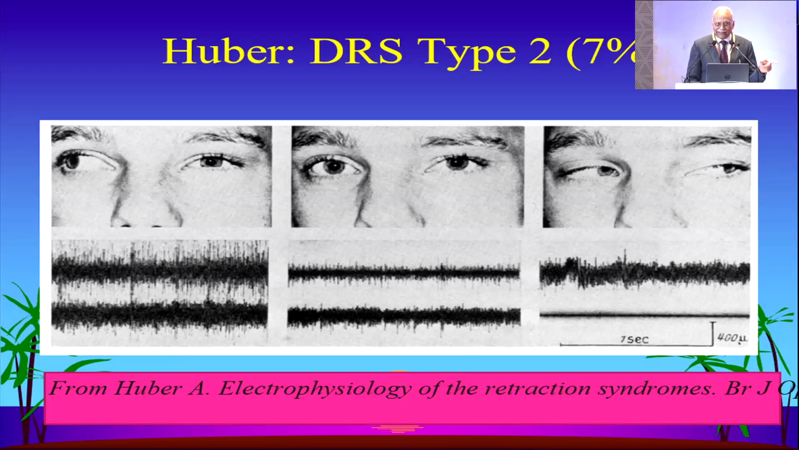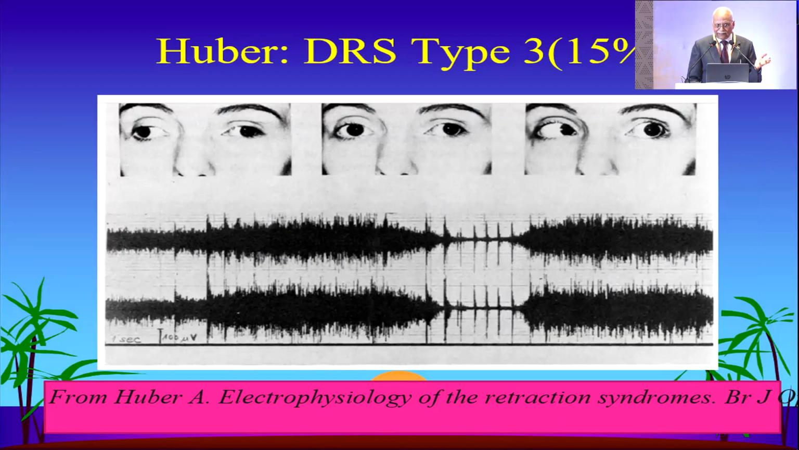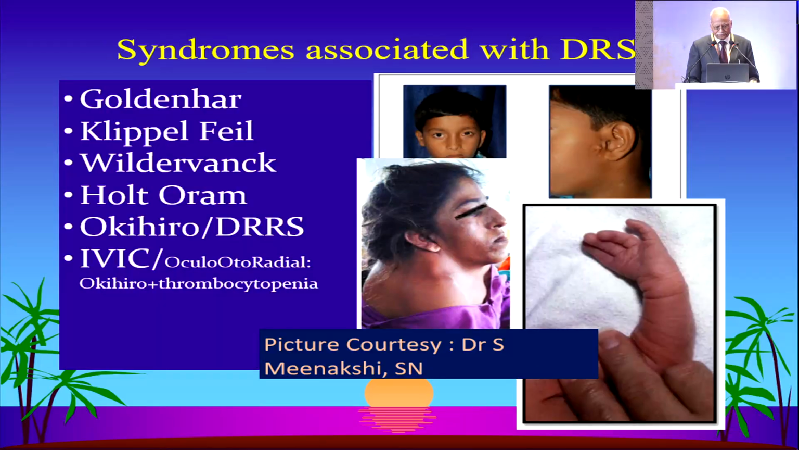So this is another kind of problem. And there is a third kind in which it's always interfering, type 3, in which both innervation, abduction, and adduction are affected. There are some associated syndromes which you should be aware of, like Goldenhar syndrome, Klippel-Feil, Wildervanck syndrome, Holt-Oram, Okihiro, and IVIC syndrome. So these are associated problems.